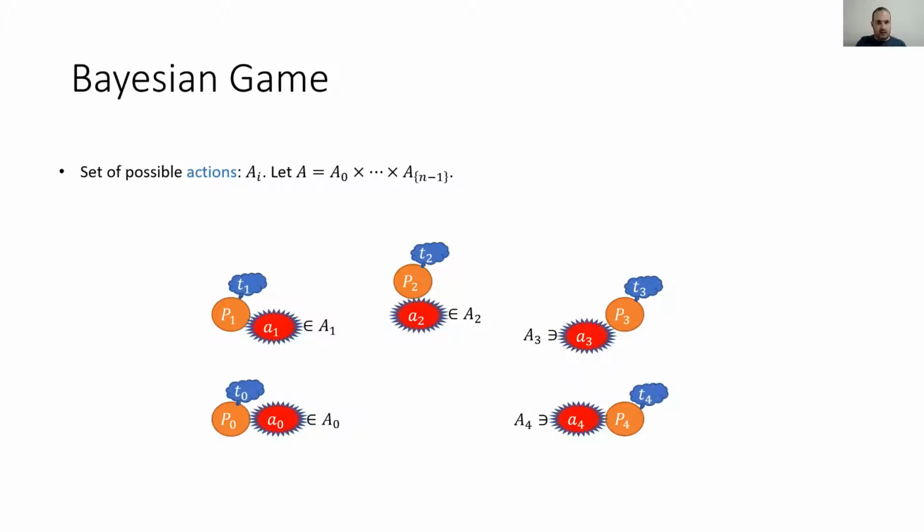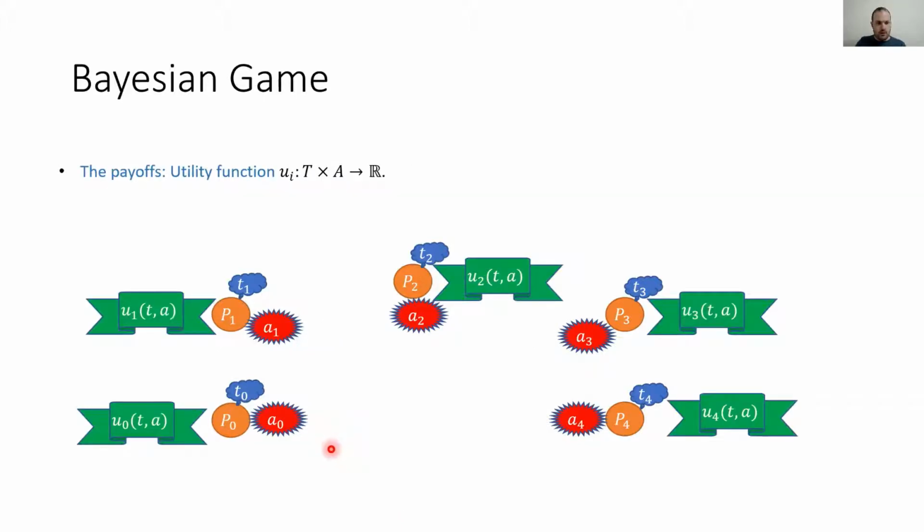Then each player needs to take an action from a set of possible actions. And in the end, each player gets a payoff according to a utility function. This is a function of all the types and all the actions that were taken. A rational player wants to maximize this function, the payoff that it's going to get. Now we know what a Bayesian game is.